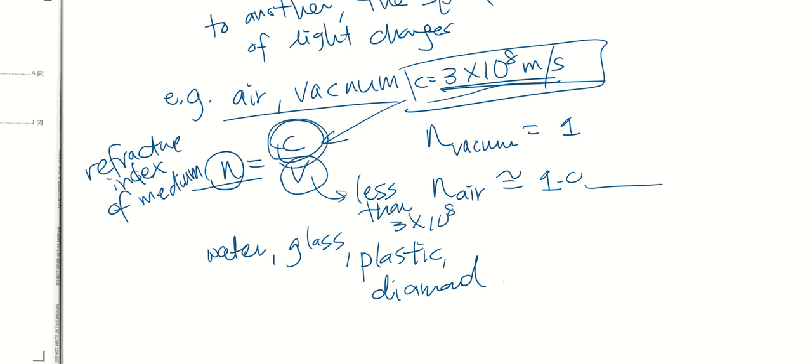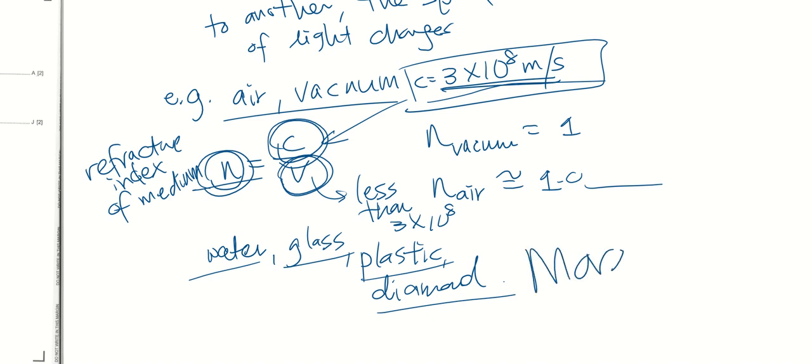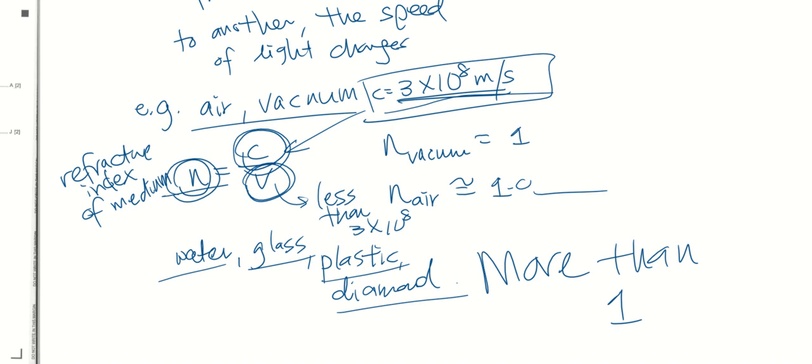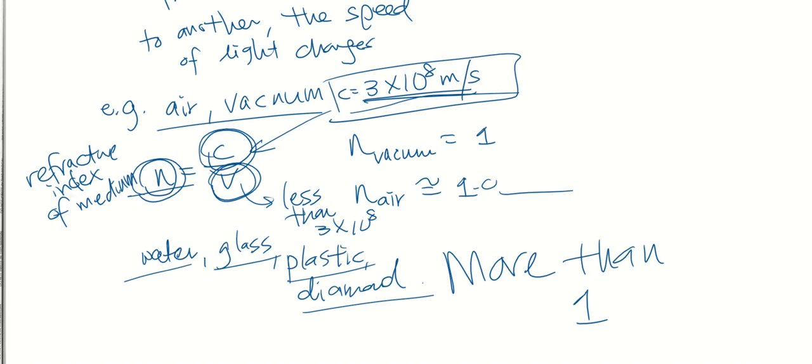So this is 3 times 10 to the power 8. This is less than that. Therefore, refractive index of water, glass, plastic, and diamond will definitely be more than 1. So if in your calculation, when you calculate your refractive index, you get less than 1, you know your formula you applied incorrectly. Okay, so this is the first formula they like to ask you. Later we see how we can apply that.